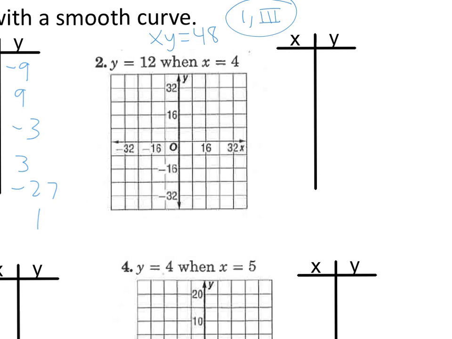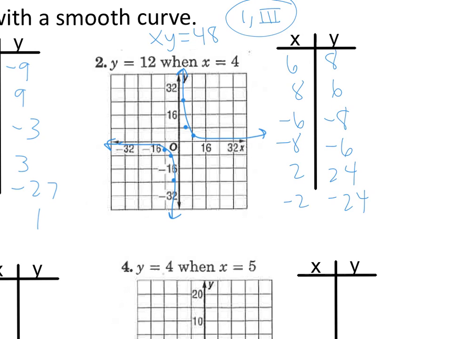So let's fill out a table and pick some easy points. So what multiplies together to equal 48? Well, I could say 6 and 8. I could say 8 and 6 then. Just flip-flop the values for x and y. Negative 6 and negative 8. Negative 8 and negative 6. 2 and 24. Negative 2 and negative 24. So let's go plot these to our graph on the left. So as you can see that my hyperbolas are in quadrants 1 and 3, and so that would be my inverse variation graph for number 2.